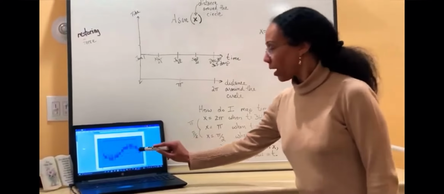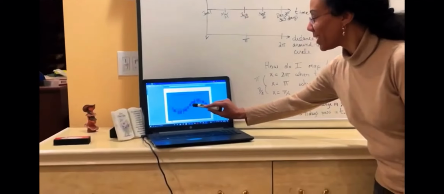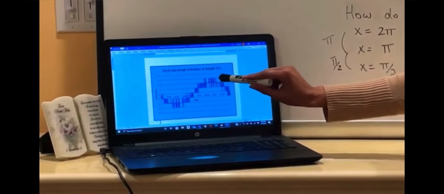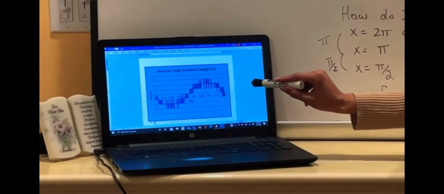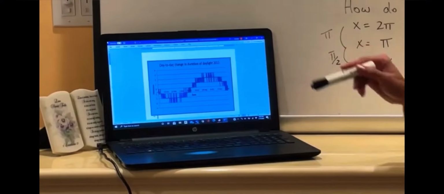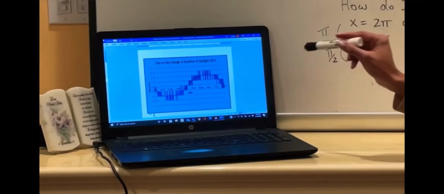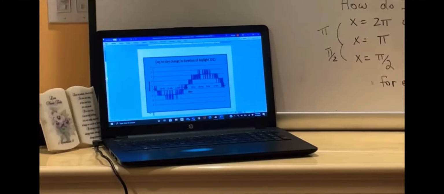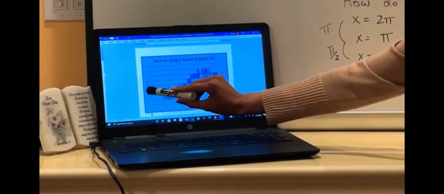Let's look at this graph. This is the day-to-day change in our daylight hours, and this was the graph for 2011. Do you see the sine wave here? Look at this. This is January 1st.